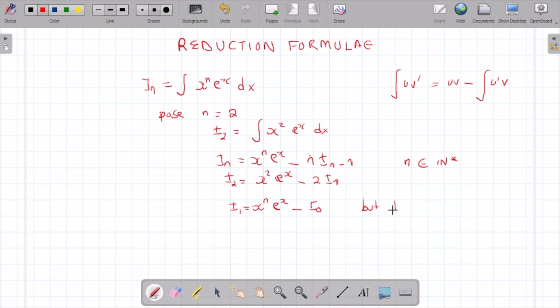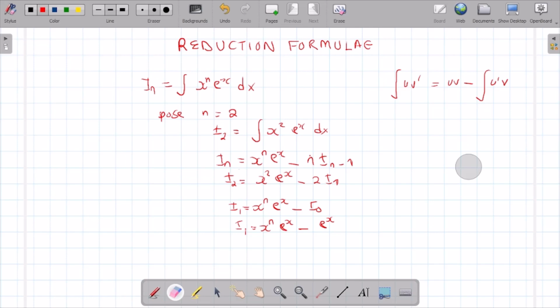I of 0 is going to be equal to x to the power of 0, which is 1. So we're going to have the integral of e to the power of x dx. Now the integral of this is e to the power of x. So I'm going to have that I of 1 is going to be equal to x to the power of n e to the power of x minus I of 0, which is e to the power of x.